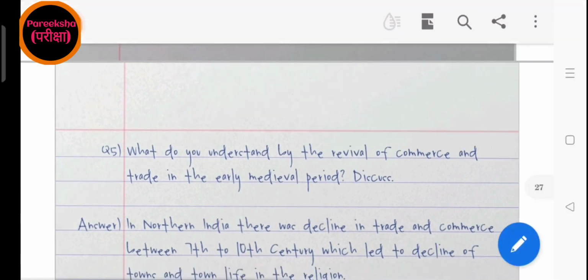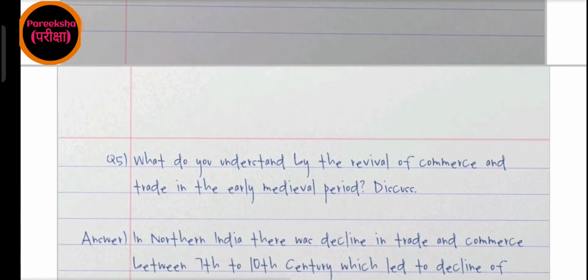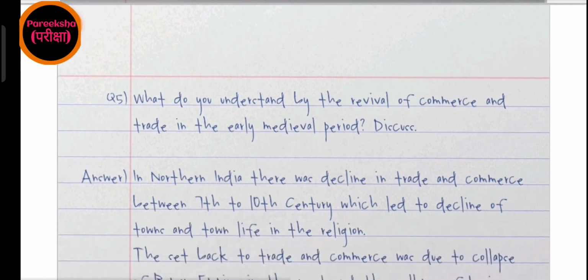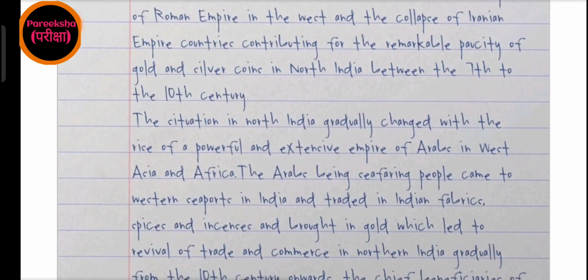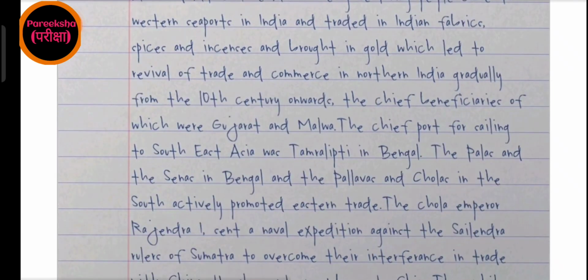The fifth question is, what do you understand by the revival of commerce and trade in the early medieval period? Discuss it. In northern India, there was a decline of trade and commerce between the 7th to 10th century, which led to the decline of towns and town life in the region. Like this you have to write.